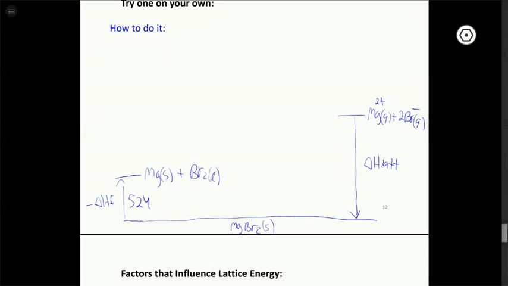The next 2 steps are going to involve the metal. So for the metal, we're always going to do the same series of steps. Once we break it up into the elements, we're going to sublime the metal to make gas phase metal atoms, and then we're going to ionize the metal. So those 2 steps will be the same for every lattice energy problem. So the next thing we're going to do is sublime it to make gas phase magnesium. So we're taking the solid magnesium, converting it into gas phase magnesium. That's the enthalpy of sublimation.